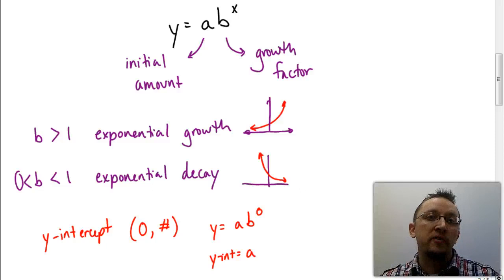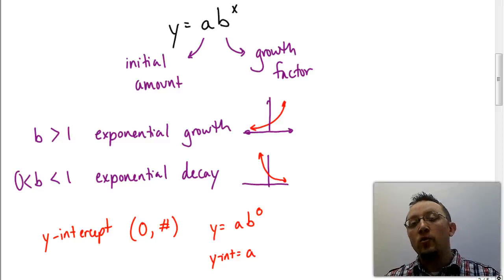Now we're still going to need a couple of coordinates, but at least if I know what the y-intercept is and if I know the shape of the graph, it's going to help me better pick some coordinates that will give me a good idea of what the graph is going to look like. So let's look at a couple together.